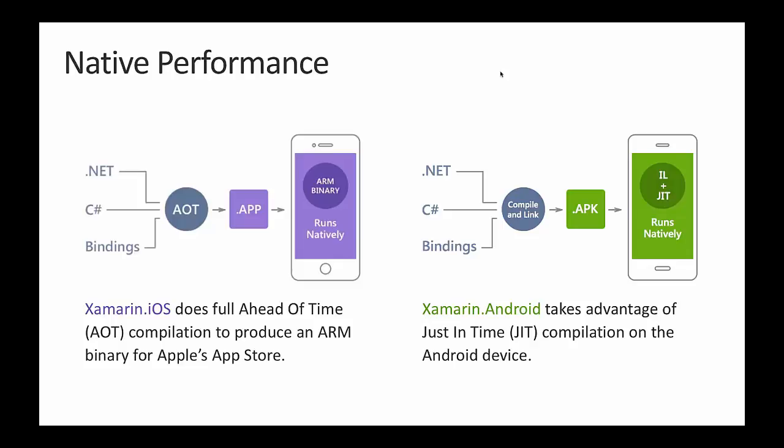Now, when it comes to Android, you have similar technology, but we also have the just-in-time compiler there. So the Mono runtime will kick in, run your code, and get you that same native performance.